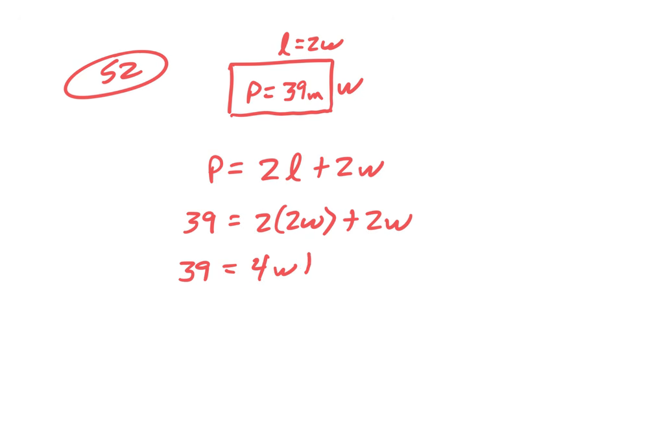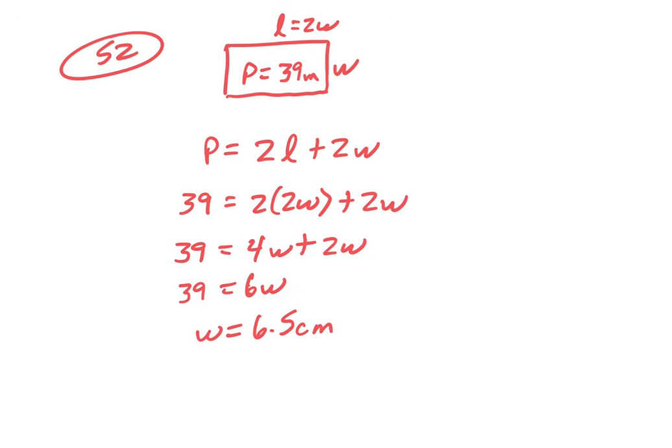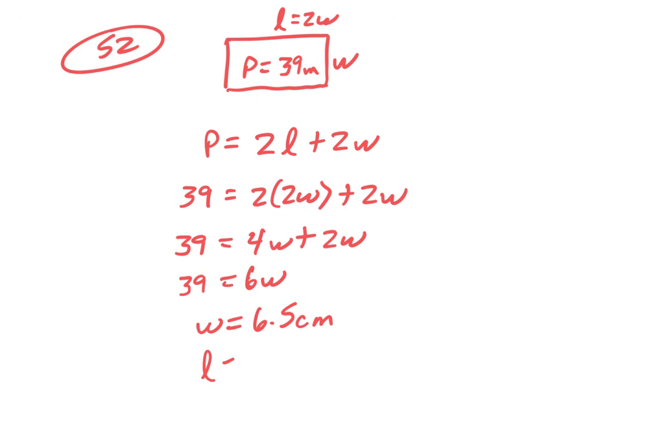So this would be 4W plus 2W, which is 6W, and then we just divide by 6. So the width is 6.5 centimeters, and then to find the length, what would we have to do? Based on what we did here, we said the length is twice the width. So we just take 6.5 times 2. And those would be our dimensions.